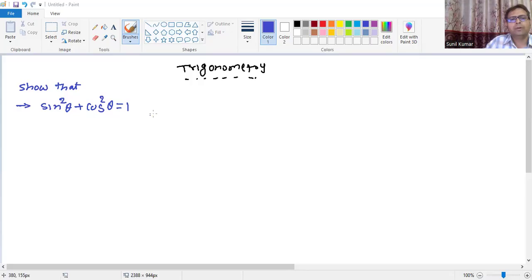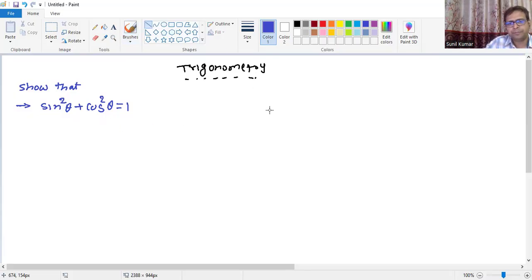Hello everyone. In this lecture, I'm going to prove sin square theta plus cos square theta equals 1. And similarly, some other relations, like 1 plus tan square theta is sec square theta. Other relations also I'm trying to prove here. So in this case, what do we have to do?